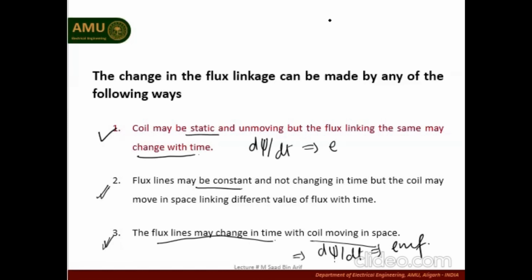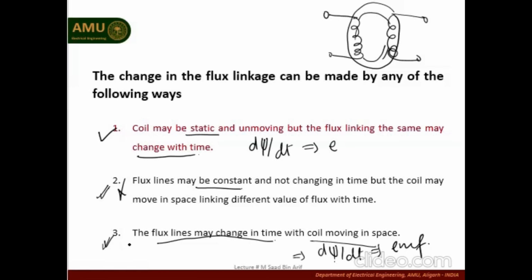So this is basically the principle behind the operation of the transformer. As you know, in a transformer we have a primary coil and a secondary coil. They are two electrical circuits linked together through a magnetic core. But in the transformer, the coil is not moving, so this condition cannot be applied. Similarly, the third condition is also not applicable here. By using the first condition, we can have the induced EMF in the transformer because both the coils are stationary.